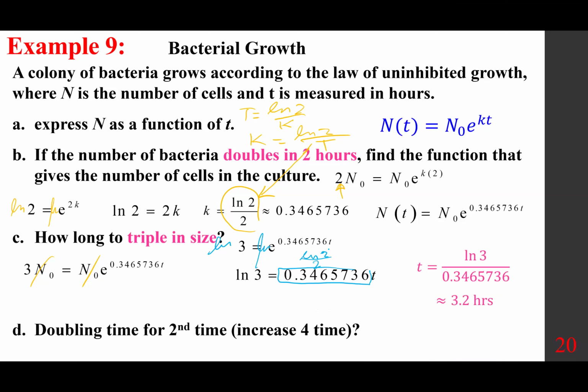Now this is easy. Doubling time for second time, that means getting it to 4 times. If it doubles in 2 hours, it doubles again in 2 hours, so that means 4 times, so in 4 hours. So again, if it doubles in 2 hours, then in 2 hours it doubles again, becomes, in 4 hours, it becomes 4 times. It doubles again in 8 hours, okay? That means 8 times.